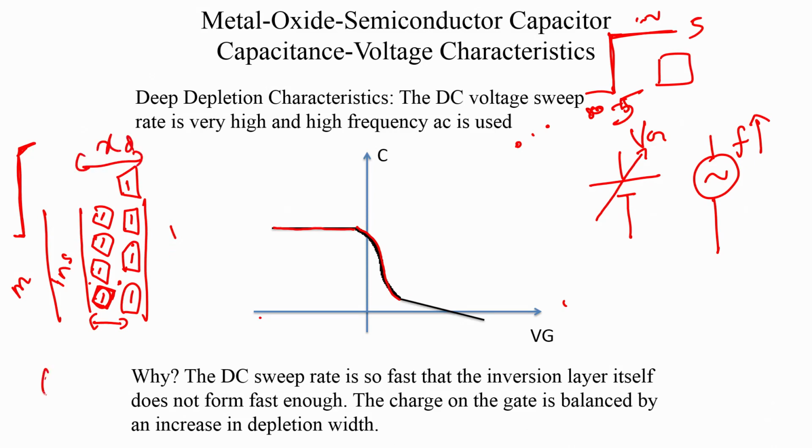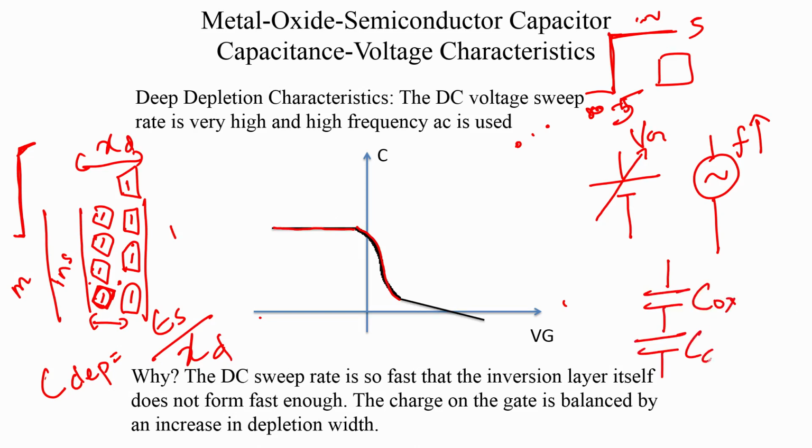Okay, so the depletion capacitance is what? It is epsilon_s by XD. So that becomes smaller and smaller because the XD keeps increasing, and therefore the series combination of C_ox and C_depletion also becomes smaller and smaller, and therefore the curve looks like this. Okay, so though it is drawn in a very non-artistic manner, it is not really accurate, but it portrays the message. The curve looks like that.